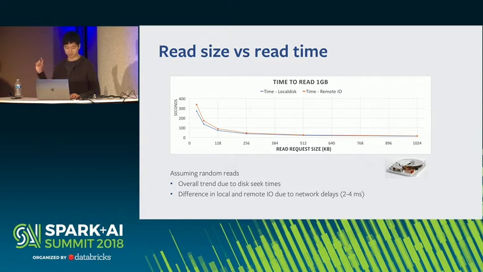The orange line shows when you're using our remote file system, and the blue line shows local disk. You can see the gap between the remote file system and local disk, especially for small request sizes. This gap is due to the network delays, because you have to go to the storage cluster instead of just reading locally.